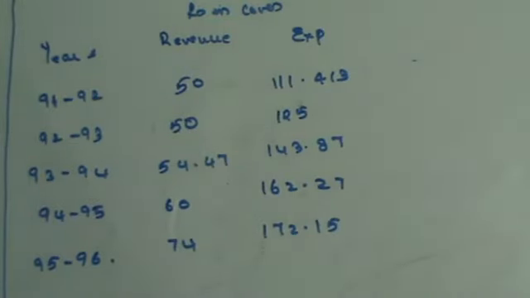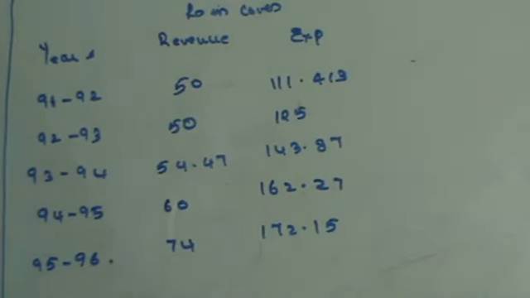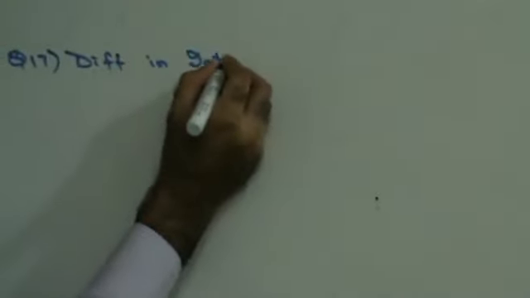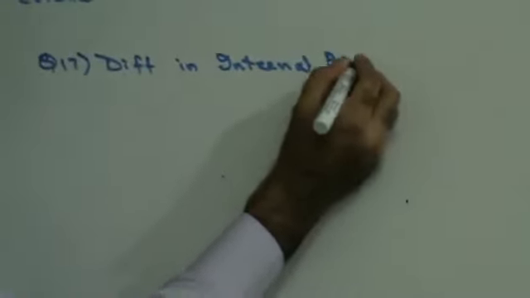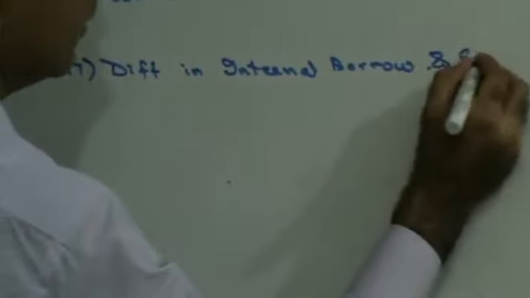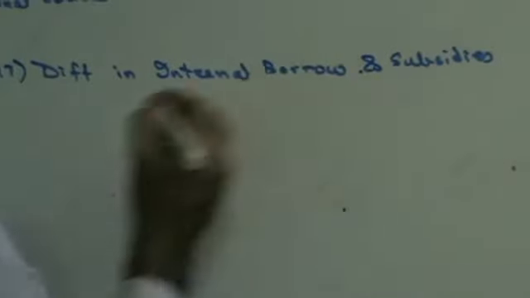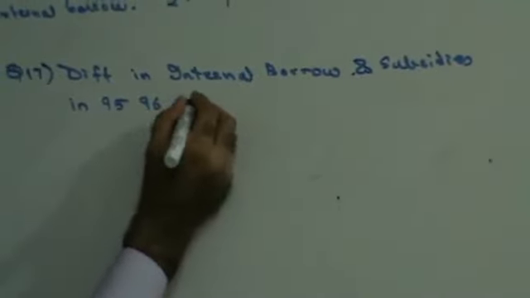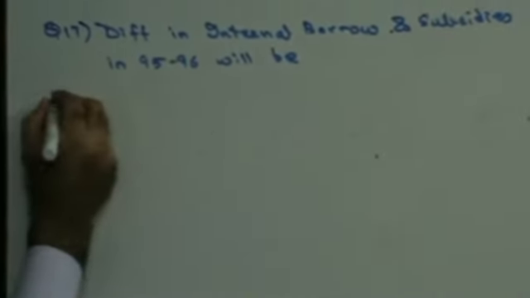They've given you where are we spending money, where are we earning money from, and how much has been our income and expenditure in different years. Now let's see question number 17. They are saying that the difference in internal borrowing and subsidies in 95 and 96 will be, right?